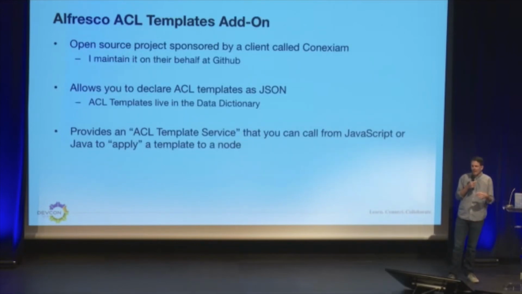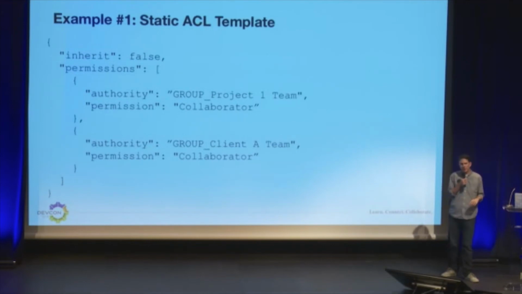So this is just an additional set of templates, but it's just another example of variability that you have to deal with. ACL templates is a new add-on, and it allows you to declare your ACLs as JSON. You put that JSON in the data dictionary, and then you call the ACL template service when you want to apply those ACL templates to an actual node.